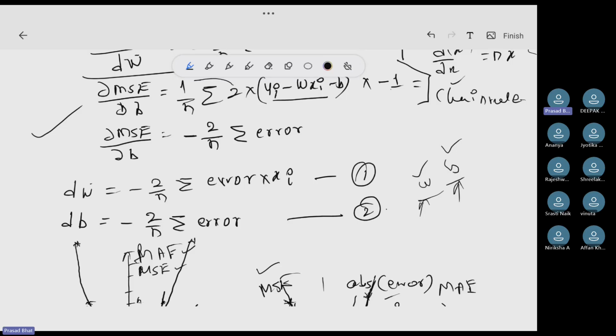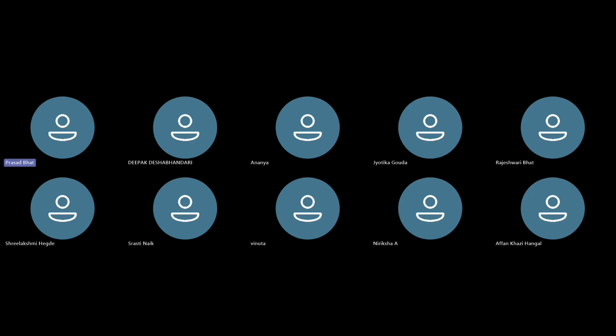Shall I move to the coding part? Yes or no? Just mention in the chat, please. Yes, one guy said yes. What about others? Is it like you are being overloaded? Let's move on to the coding part, sir. Anyway, we haven't understood the math. Is it like that? Let me keep both windows active, at least for some time.